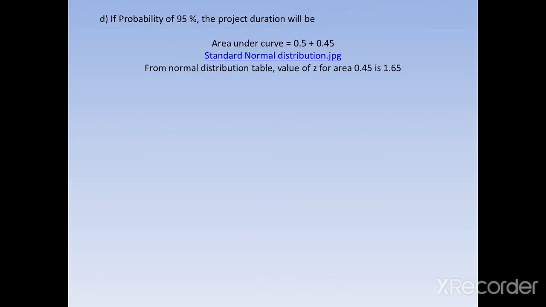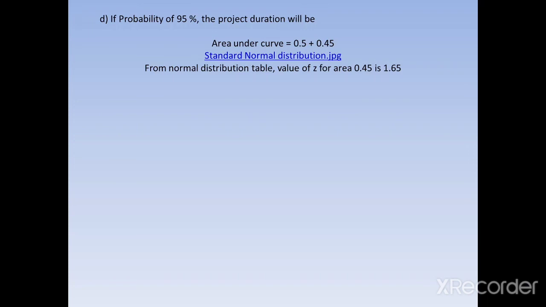Okay, now the next part: the probability is 95% that the project duration will be. So here the question is the reverse one. In the earlier case, we tried to find the probability of project completion for a given duration. But here the probability is given and we need to find the project duration. That is the reverse one.